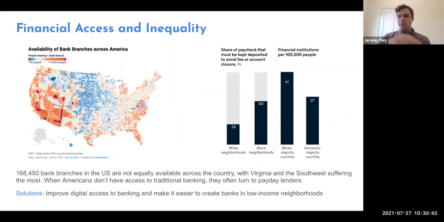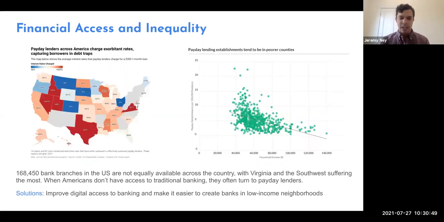And the challenge is that when those brick and mortar locations don't exist, we often find that communities turn towards payday lenders. So the map on the left here looks at the average interest rate that a payday lender will charge for a $300 1-month loan. You can see it's often in the range of 600%. And so when you don't have banks available to you, you get stuck in these spiraling debt traps. The areas in gray are the 14 states in America that have outlawed payday lending and are trying to help folks get out of this debt trap, but it's quite difficult.